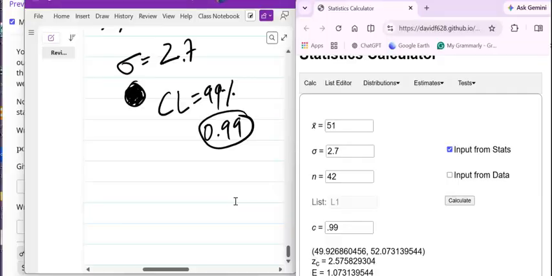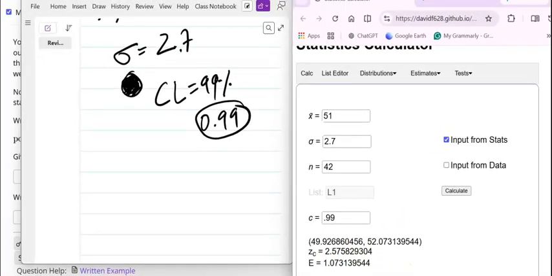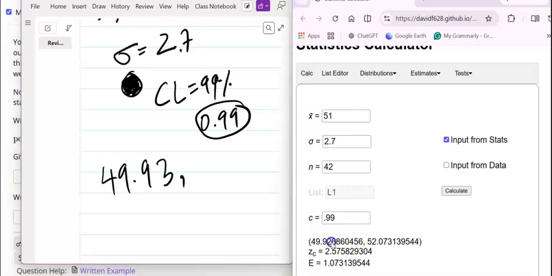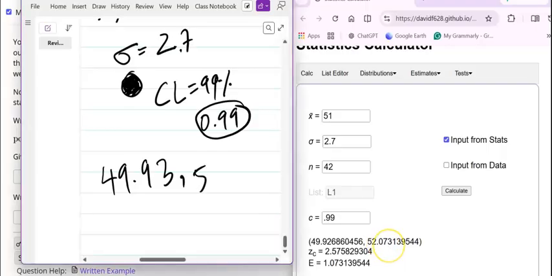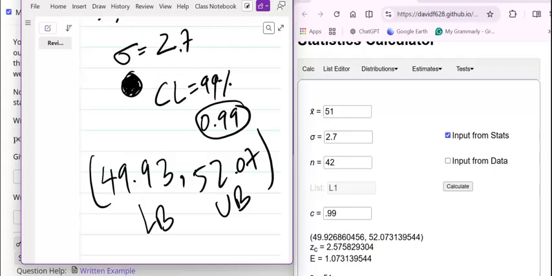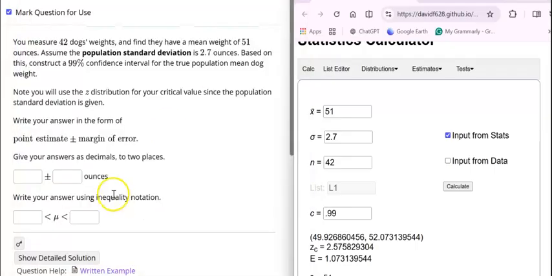Let me write it down here. 49.93 as the lower bound if you round it to two decimal places, and 52.07. 52.07. So that's the confidence interval. This is the lower bound, this is the upper bound. All right, now we have a lower bound and upper bound. Now let's put the answer here.